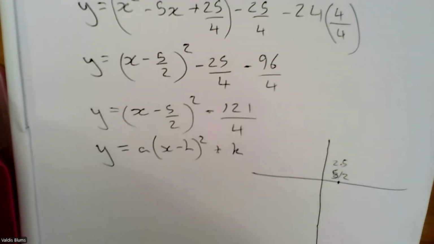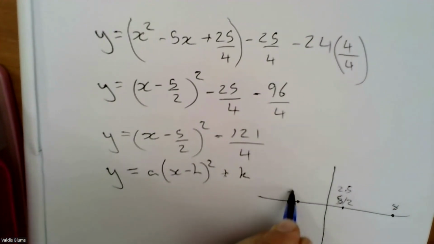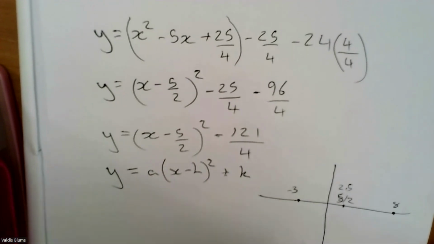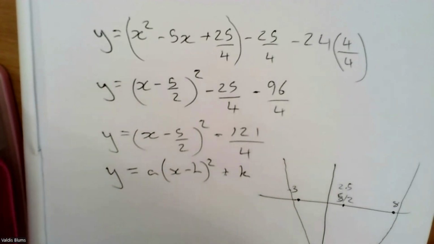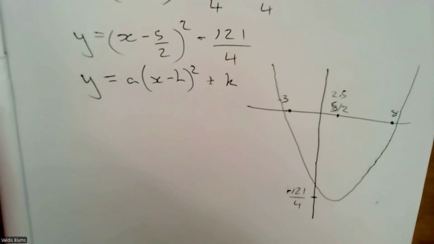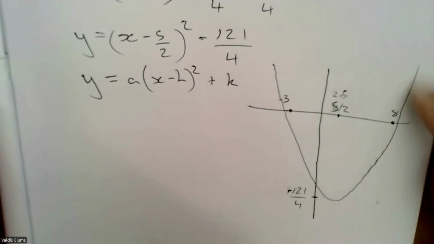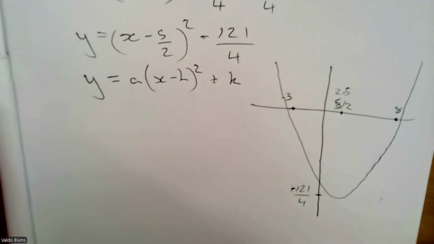Now, previously we found our x-intercepts as negative 3 and 8. Connecting these, the drawing's a little bit off, but connecting these looks something like this, which matches the mental model of the shape of the curve. So everything looks good so far.